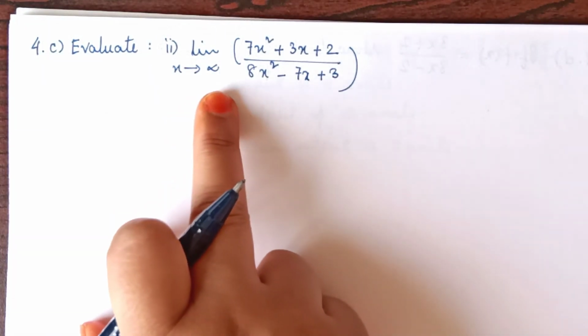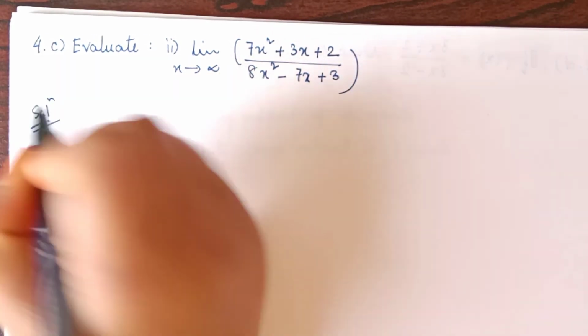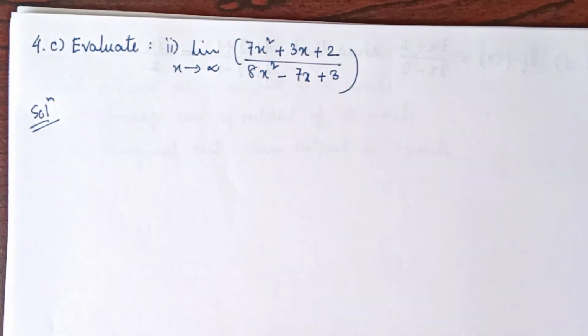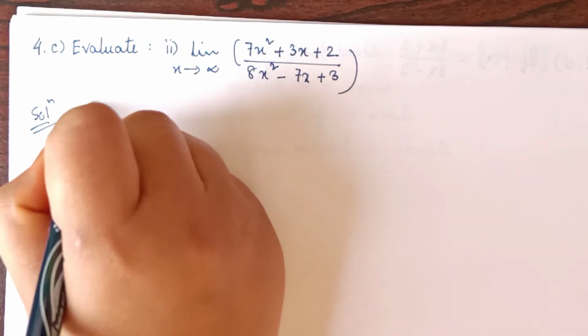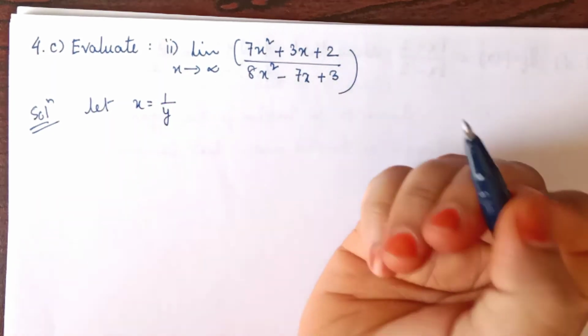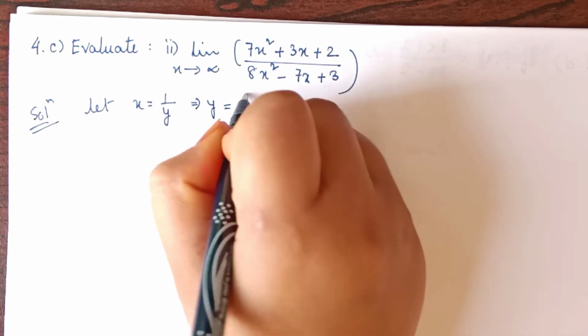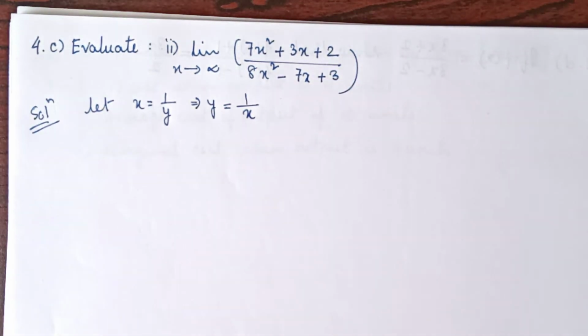Since x tends to infinity, before starting the solution we have to arrange some terms. First of all, we assume that x equal to 1 by y. If x equals 1 by y, then y is also equal to 1 by x. So this is the same meaning. We have just changed the notations.